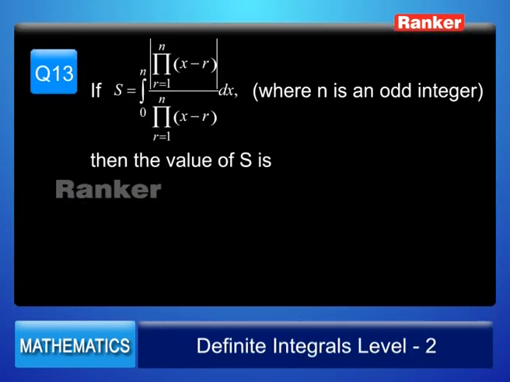Next question, if s is equal to integral 0 to n modulus of product pi r equal to 1 to n x minus r divided by product pi r equal to 1 to n x minus r dx, where n is an odd integer, then the value of s is option A 1, B 0, C minus 1, D none of this.